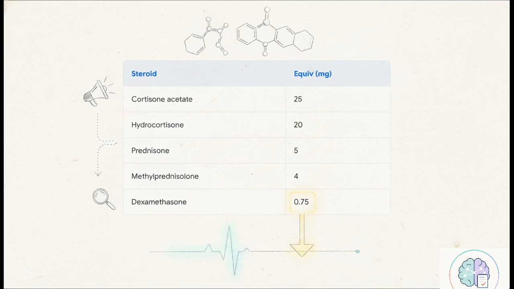But watch what happens as we go down the list. You only need 5 milligrams of prednisone, just 4 milligrams of methylprednisolone, and a microscopic 0.75 milligrams of dexamethasone. Seriously, underline that in your brain, the potency difference between 20 milligrams of hydrocortisone and 0.75 of dexamethasone is massive.